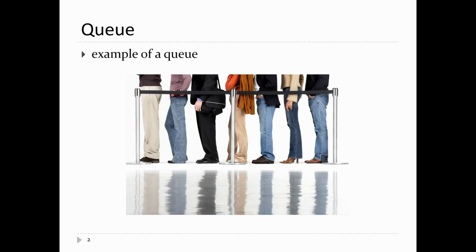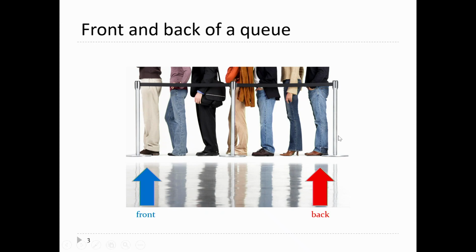A queue is a lot like a stack. It behaves a little bit differently, but it's still a linear sequence of elements. So that's an example of a queue. It's just a line. You've got a front of the queue, and you've got a back of the queue. When you enter the queue, you enter at the back. When you exit the queue, you exit at the front.